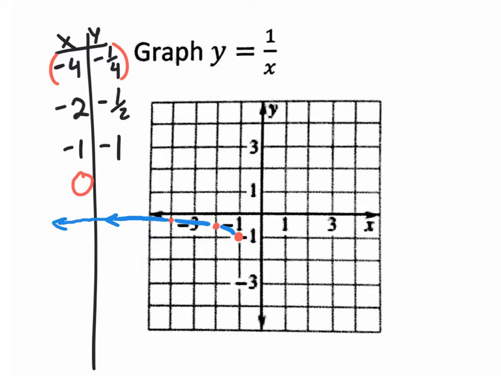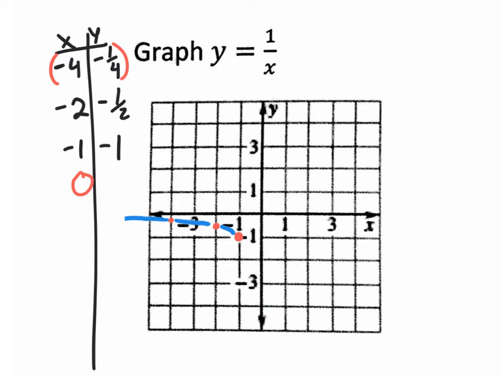Maybe I shouldn't have extended it all the way this way because we need that space for the XY table. Anyway, so what's happening over here? That's the question. So we said if we plug in 0, it's undefined. That means that there is no output for the input 0. So there's like a gap right here. In other words, there's an asymptote right here.